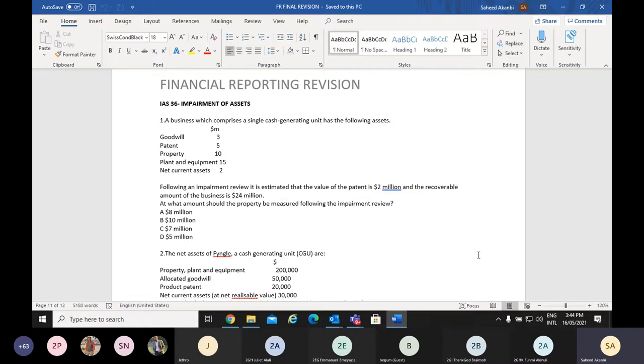So if I have an asset that has a carrying value of $5 and the recoverable value of the asset is $3, given the fact that the carrying value is more than the recoverable value, the excess of that $2 or $2 million represents an impairment loss.